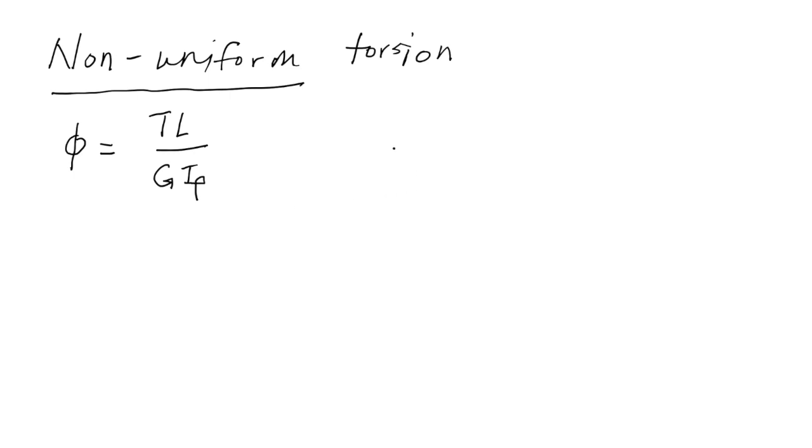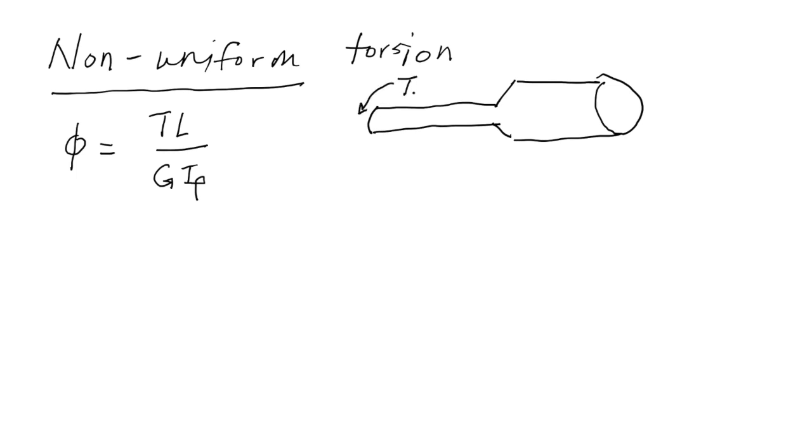Okay, so in non-uniform torsion, let's just take an example. Let's say we have something like this, where there's a torque on this end, let's call it T1, and there's a torque here, T2, another torque here, T3, and then finally a torque on this end, T4. So the question is, given this non-uniform loading, what is the total phi that you end up with in this member?